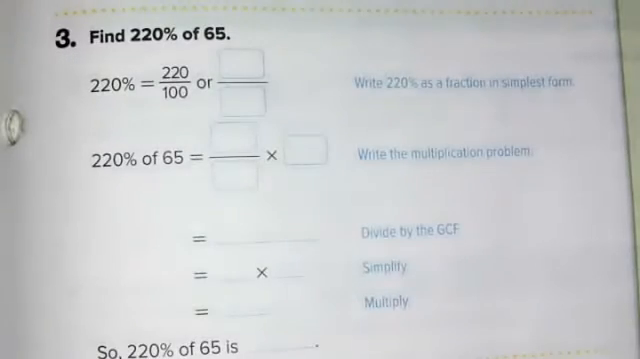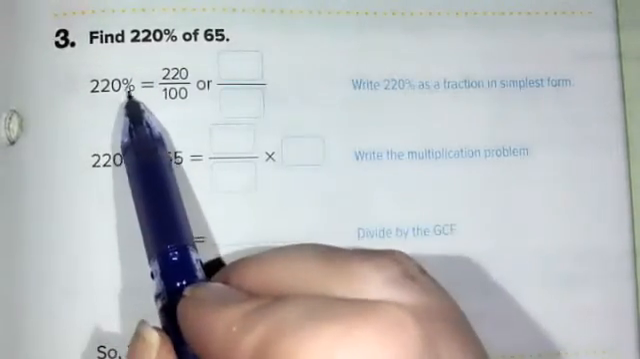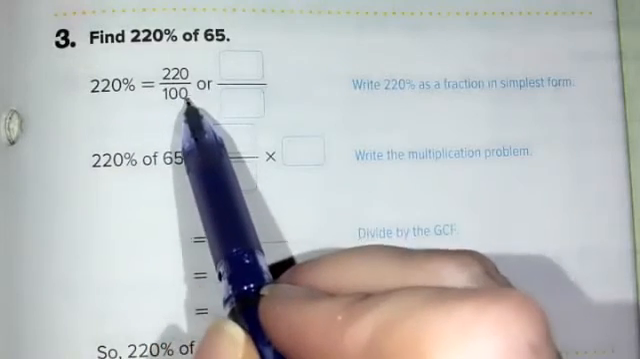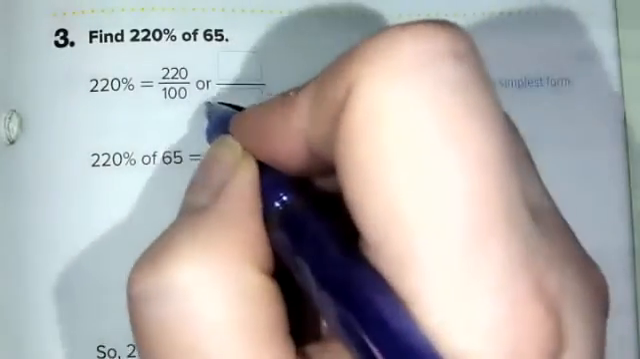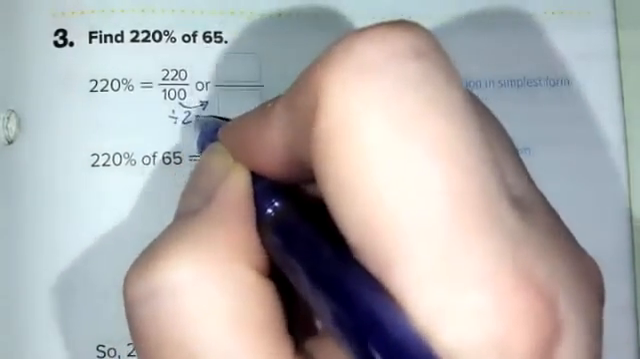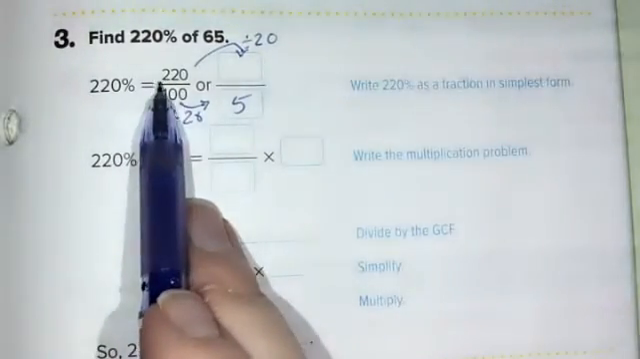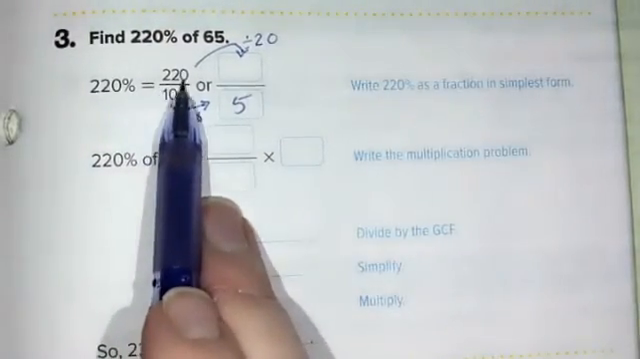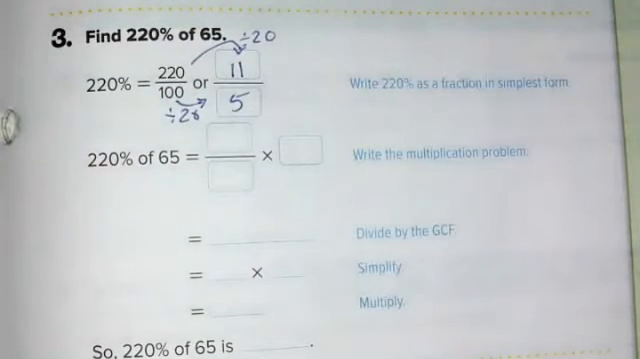Okay. So number 3, find 220% of 65. So 220% can be written as 220 over 100. Okay, and these are both divisible by 20. So if I divide by 20 here, I get 5. And if I divide by 20 in the numerator, 20 goes into 20 one time and it goes into 200 ten times. So this is 11 times, so 11 fifths. So 220 over 100 can simplify to 11 fifths.